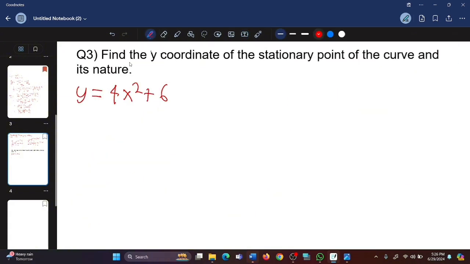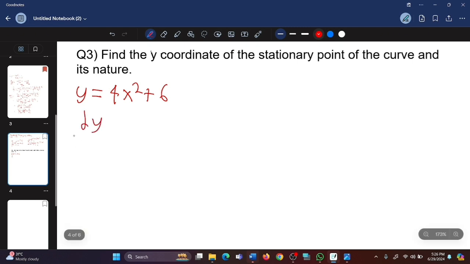So question 3 says: find the y coordinate of the stationary point of the curve and its nature. So as I said earlier, every curve at its stationary point has zero gradient, and we use differentiation to find the gradient at a particular point of a particular curve. So first, let's differentiate it.